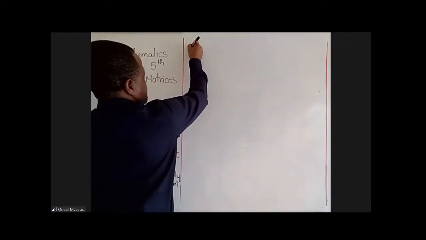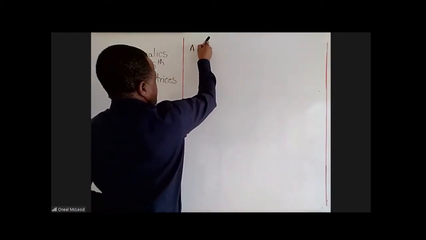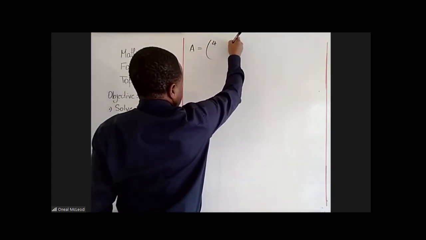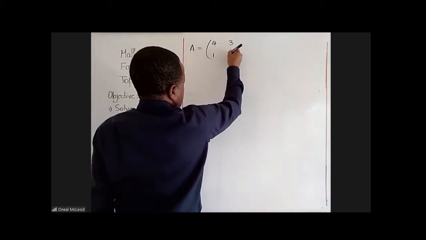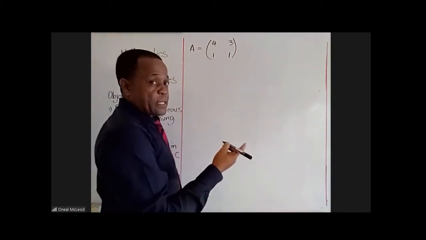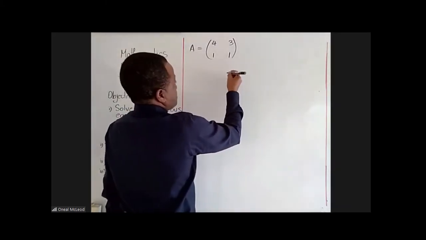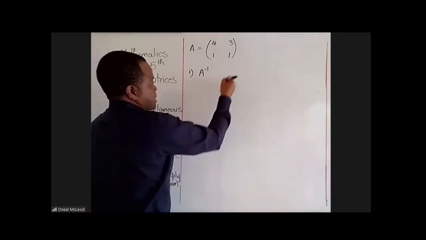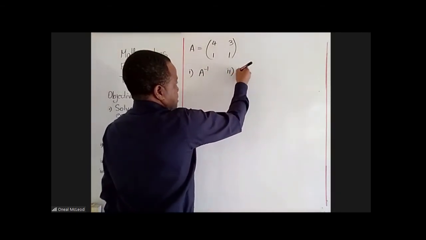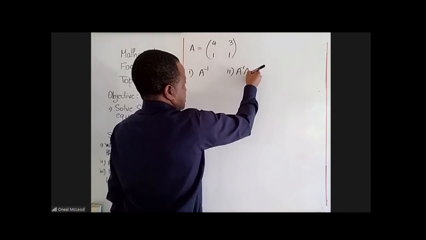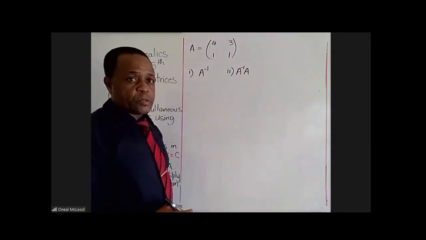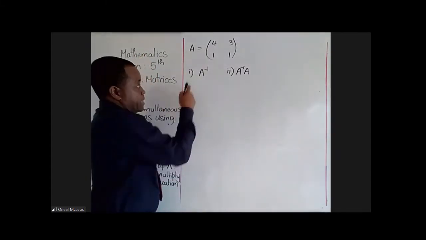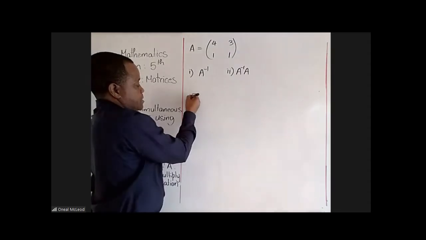Now, what if you're given, say, A equal to 4, 3, 1, and 1. What is it that I'm going to ask you to find now? I'm going to ask you to find 1, A inverse, and 2, A inverse times A. So those are the two things that I want you to find here. Now, let's go ahead and try to find A inverse.